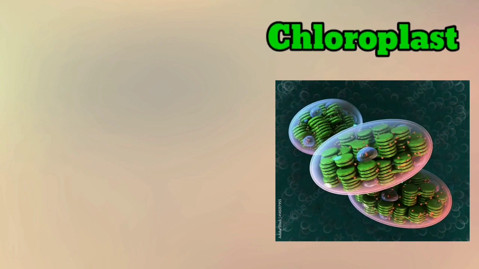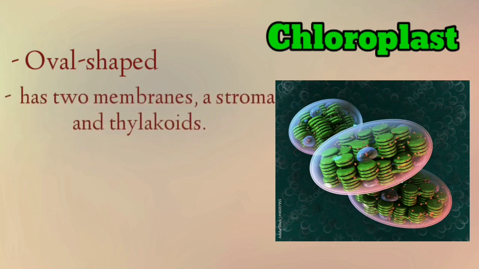We also have the chloroplast. This cell organelle is absent in animal cells. This is oval-shaped and has two membranes known as the outer and the inner membranes. The space within the inner membrane is called the stroma, and within the stroma are small disc-shaped sacs called the thylakoids.